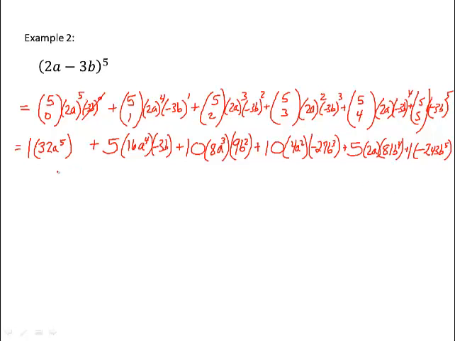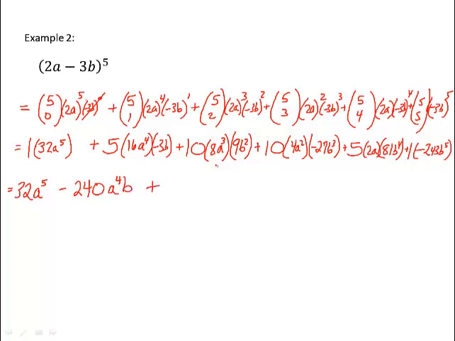Now it's time to do multiplying, right? We were doing the exponents. Now we have to actually multiply these terms together. So you definitely want to keep a calculator handy. First term's pretty easy though. We get 32, a to the 5th. All right, on this one, I'm doing 5 times 16 times negative 3, and I get negative 240. Don't forget our variables here, a to the 4th, b.